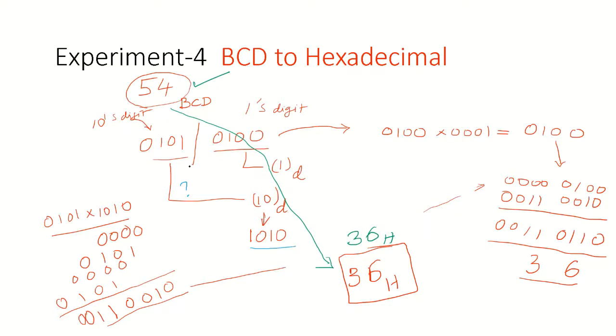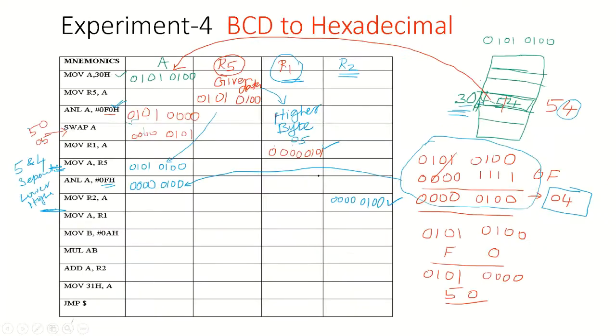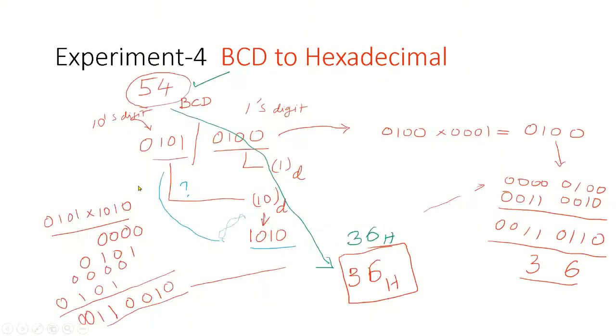So now what you want to do? You want to multiply this 0101 with this 1010. So that is done now. See here, for that, what you should do? You should take the number in the accumulator. You need to have one number. Suppose you want to multiply two numbers, you know this operation MUL AB, right? So A should have one number, B should have one number.